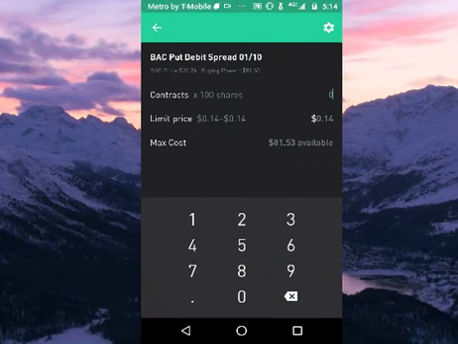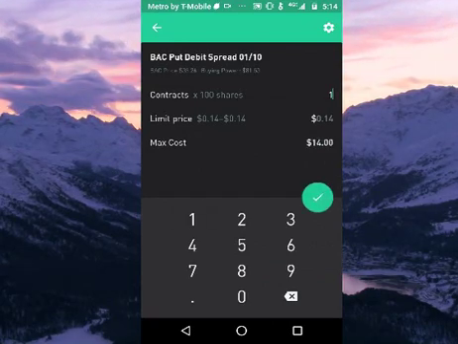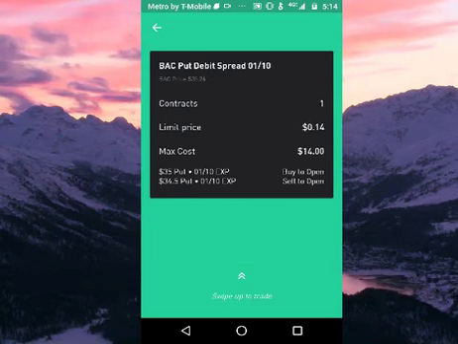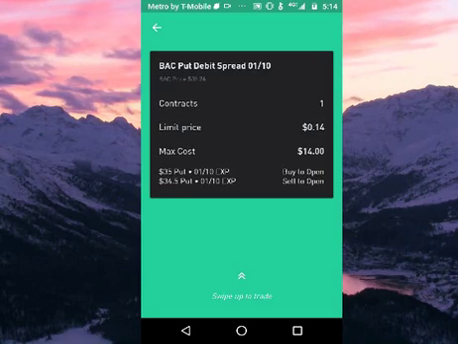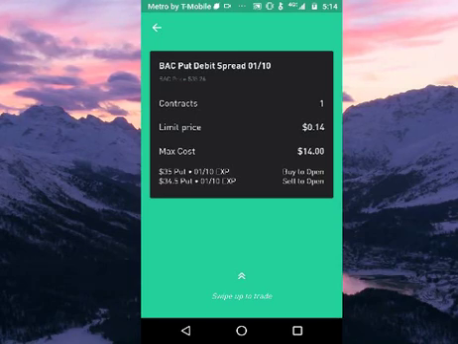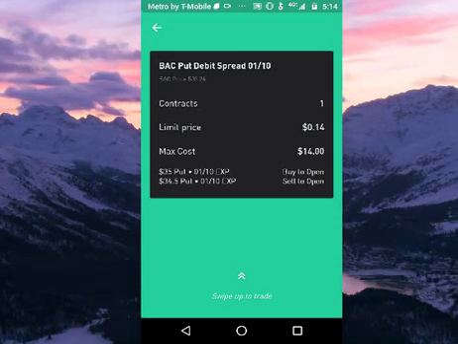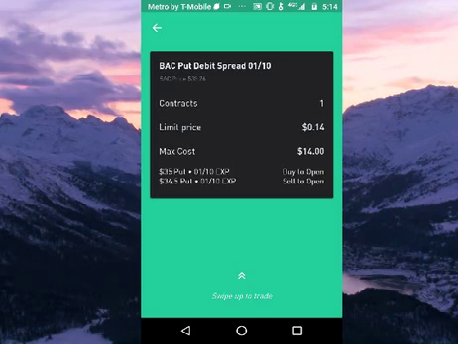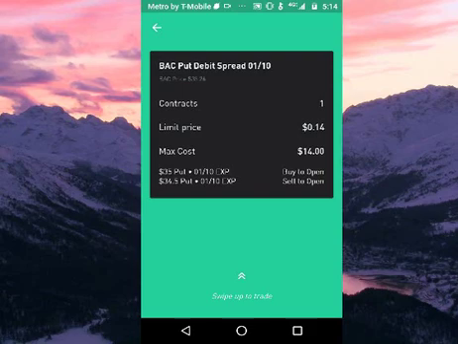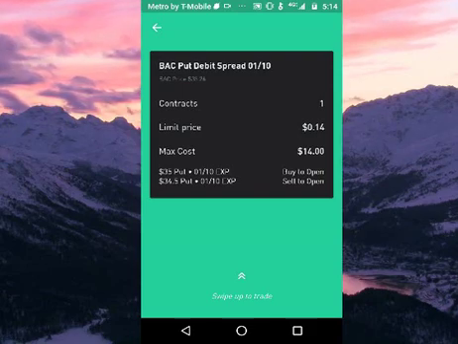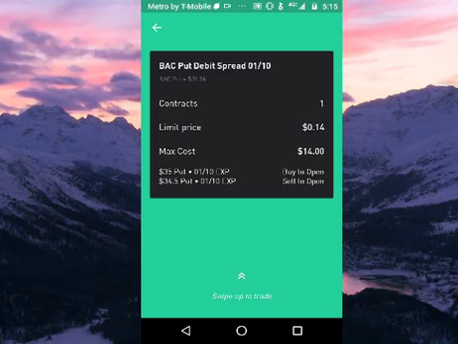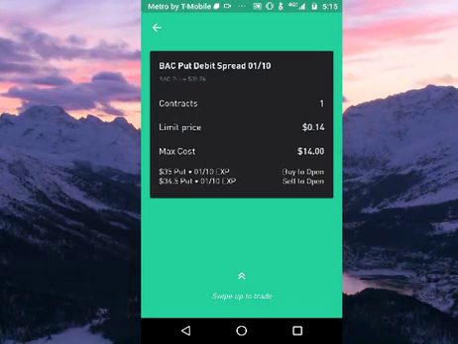The limit, the bid and the ask, 0.14. Now we don't require a collateral to place the trade. So the maximum loss I can take is going to be the $14 if Bank of America does not sell off. Also, the maximum profit that I can make is going to be the higher strike price, $35, minus the lower strike price, $34.50. I'm going to subtract the premium, 0.14, the limit price. That's going to give me 0.36. I multiply that by 100.